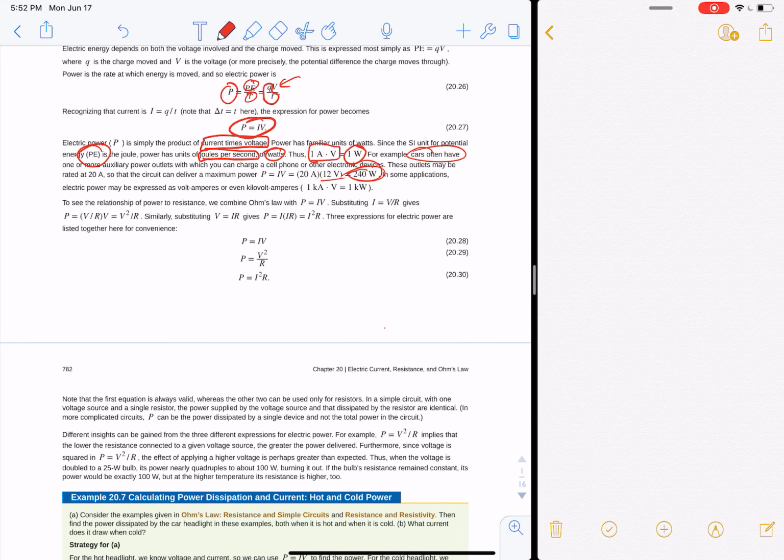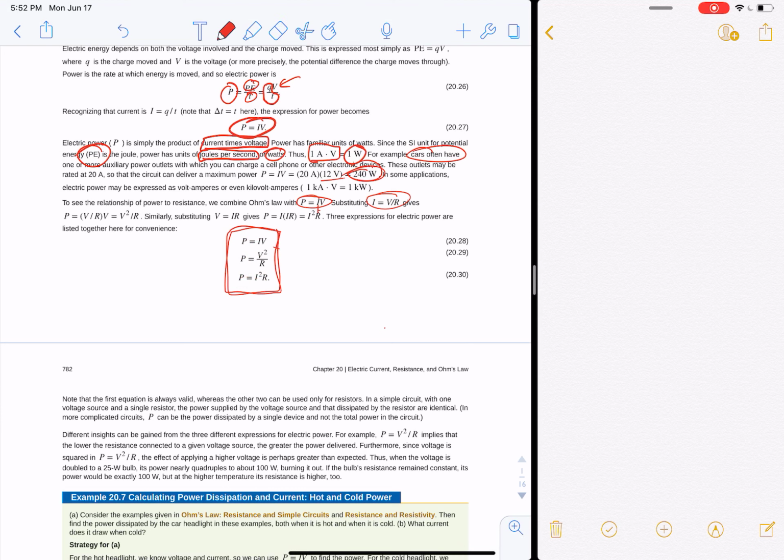Now we can combine P equals IV with V equals IR and substitute for I or V or R, whatever we want, and we get three really important equations: P equals IV, P equals V squared over R, or P equals I squared R. This allows you to figure out the power in a circuit based on the current and voltage, or the voltage and the resistance, or the current and the resistance. There's no R in the top one, there's no I in this one, there's no V in this one. So depending on the problem, you can use one of these equations to solve.